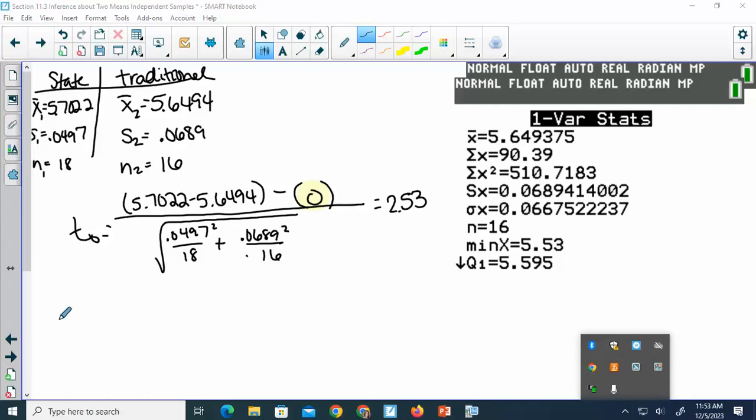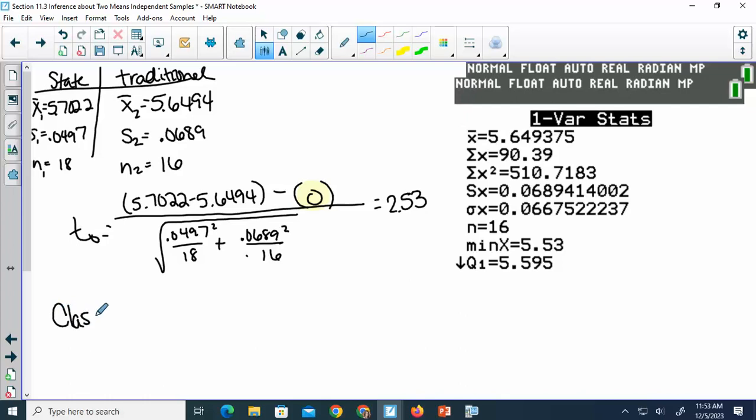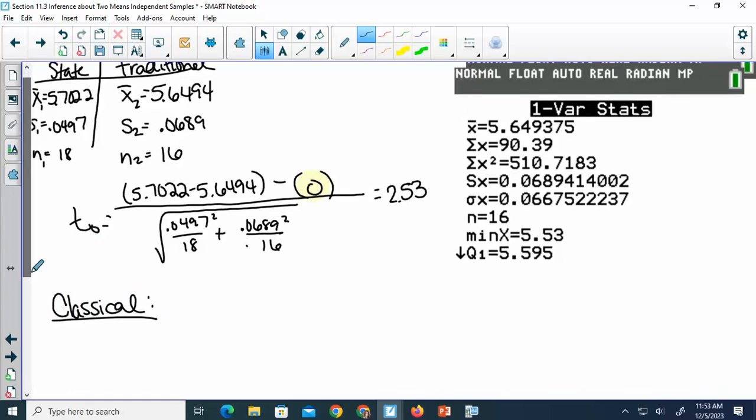So then, if we were to do the classical approach, just kind of refreshing, you guys like taking the time and going back to how we did things before, right? What we always did is draw a picture. Our degrees of freedom, when you have two different sets, is always n minus 1, based off the smaller. One of these had 18, one of them had 16. So we go with the 16, subtract 1, so we have 15 degrees of freedom.